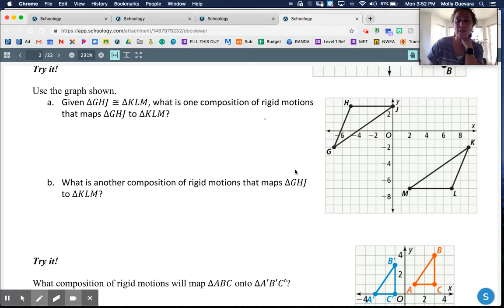You're given triangle GHJ, and you're trying to get it to KLM. What composition of rigid motions can do that? There's lots of different ways, and I want you to really try it. If you mess up, no big deal, but put some effort in. Then part B is saying, what's another way? Because there's always more than one. See if you can find more than one way. Hit pause on this video, and when you're ready to review, go ahead and hit play.